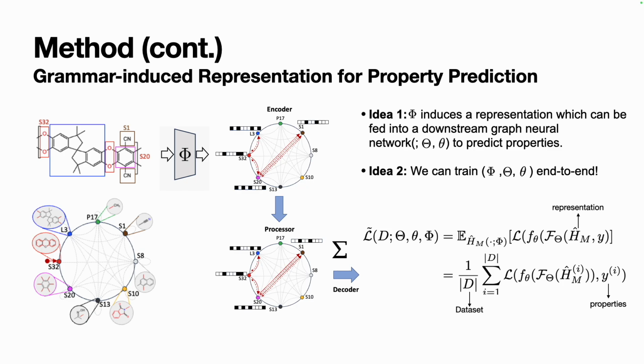By using a shared representation, we can even simultaneously update the parameters of the grammar and the parameters of the property predictor to best serve downstream prediction tasks. Now, let's look at the results for molecule generation and molecule property prediction.